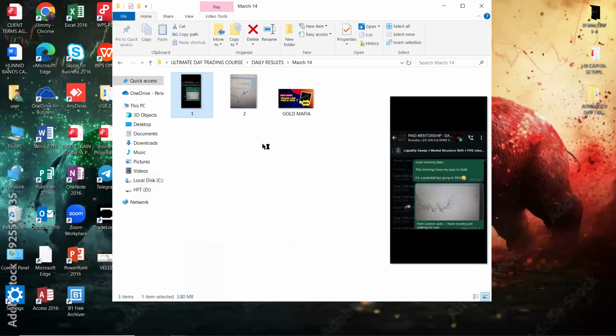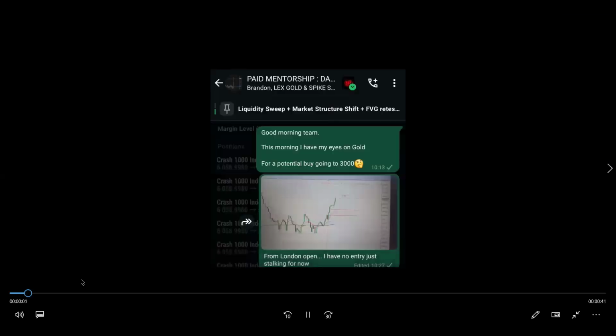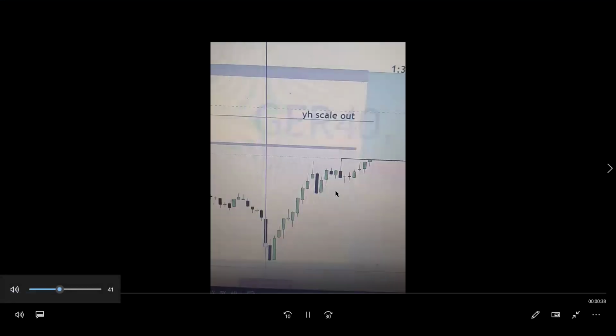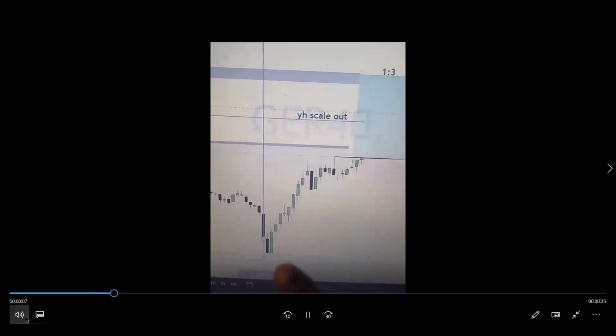So let's see. Okay, guys, it seems like the running trade doesn't want to show at all. Let me use this player here. This one won't show my result though. But anyways, let's just play it so that you guys can see.